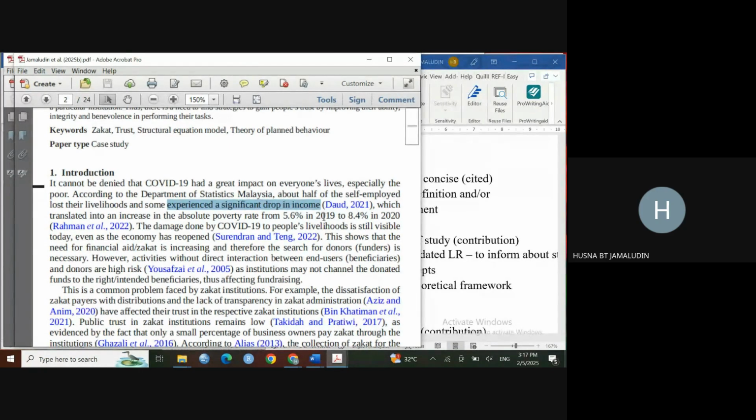Okay, but this is COVID, right? So if let's say you want to conduct a study now, people will say that COVID actually happened a long time ago. So you come up with another statement: the damage done by COVID is still visible until today. So that is the reason why you want to conduct this paper, even though COVID was like 3 or 4 years ago, you can still feel the impacts of COVID. Okay, this is one example of a problem statement: because of COVID, it affects the life of the poor.